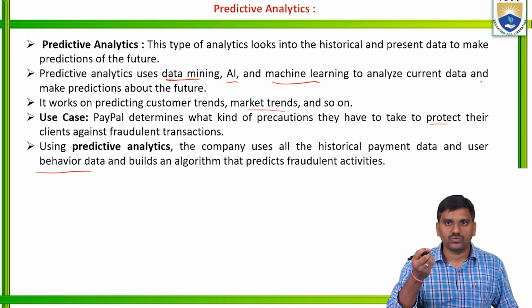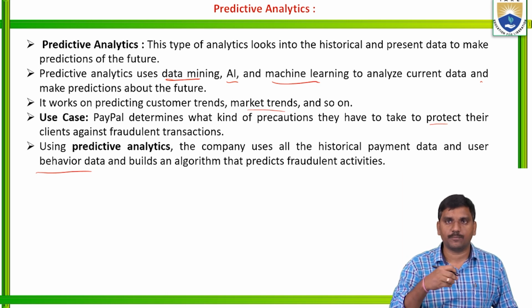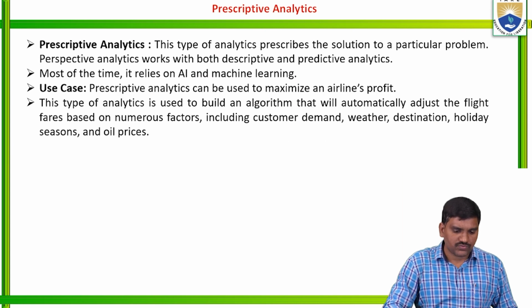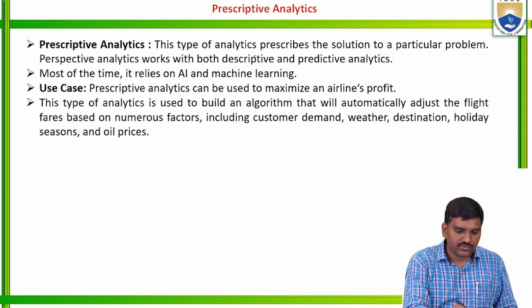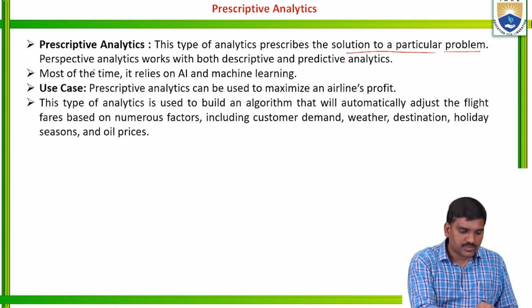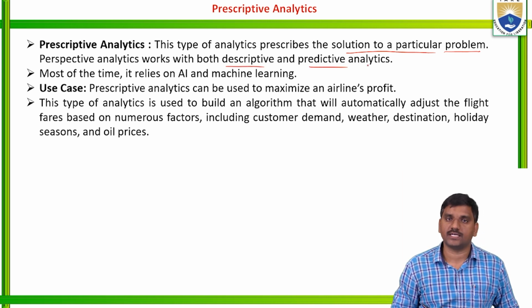So this is about predictive analytics. By using past data, we can predict the future data. The use case for predictive analytics is PayPal. The last one is prescriptive analytics. This is the fourth type of big data analytics. This type of analytics prescribes the solution to a particular problem. Prescriptive analytics works with both descriptive and predictive analytics.